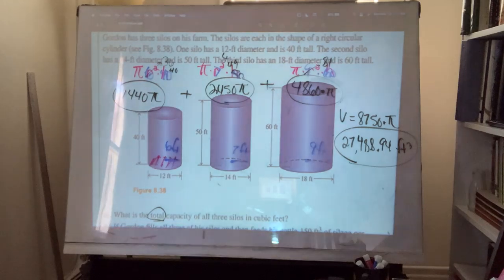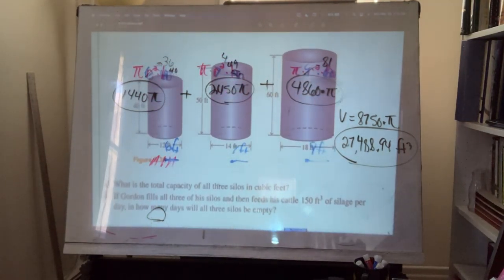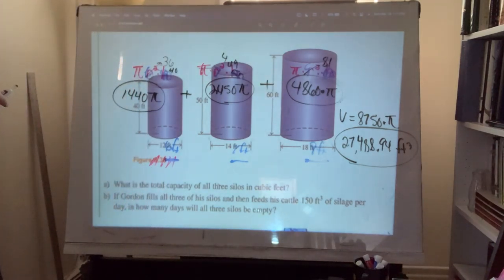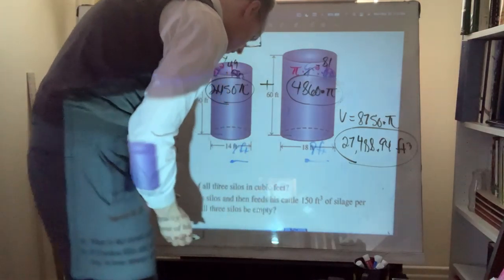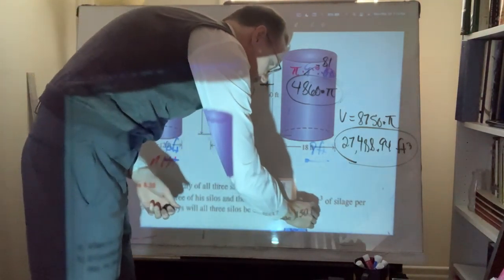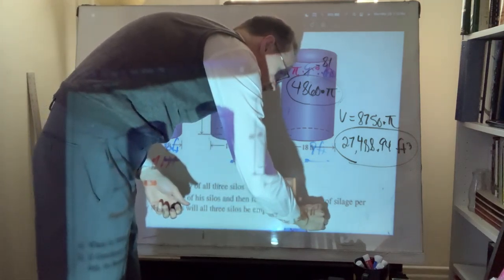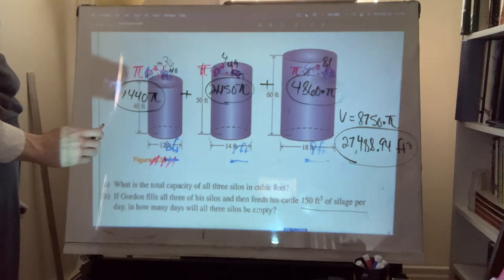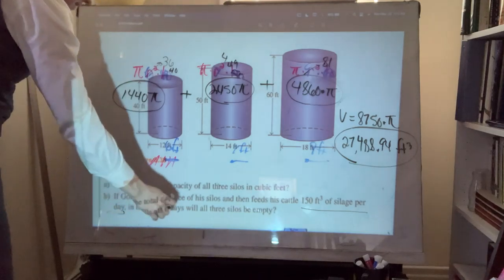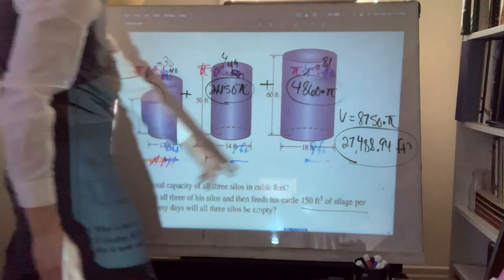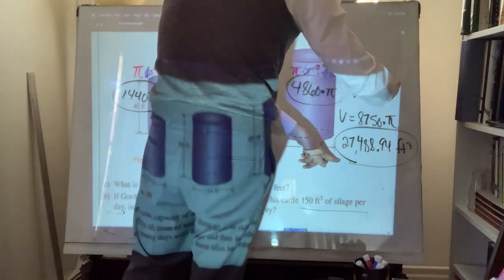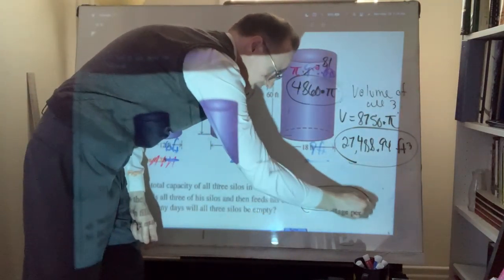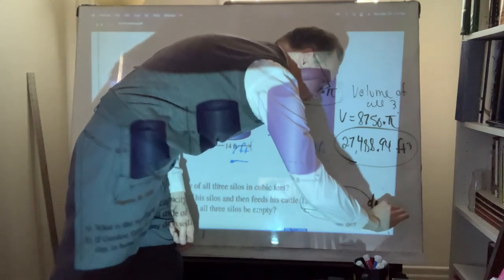Now, the second part of this is if Gordon fills all three silos with feed for his cattle, 150 cubic feet of feed is how much is used per day, and how many days will all three silos be empty? This is the volume of all three, and this is how much the cattle are eating per day. Sorry that this is cut off at that point.